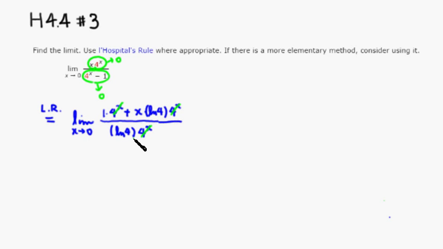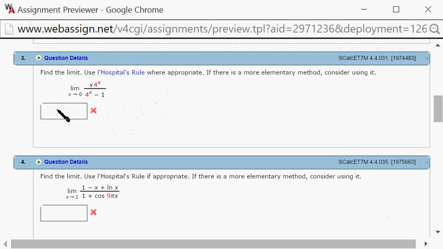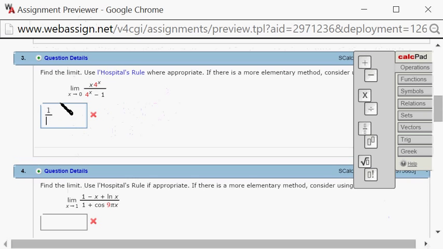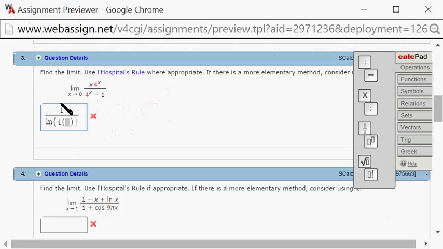And as x approaches 0, this term approaches 0. So we have 1 plus 0, which is 1, over natural log of 4. So this is 1 over natural log of 4. Let's type it in. We got 1 over natural log of 4.